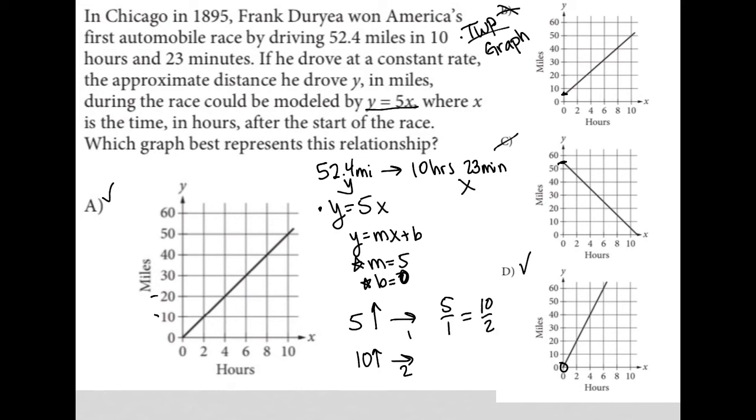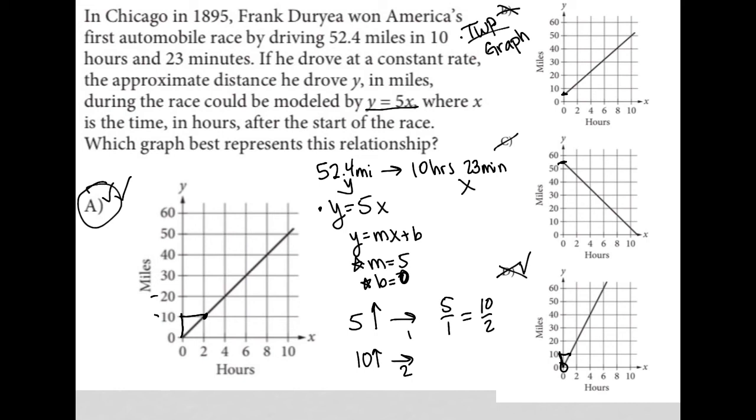So the graph for choice A does go up 10 and over 2, so that looks very good. The graph for choice D goes up 10 and not over 2. That looks like it's over 1, actually. So then D does not pass the slope test, I could call it, and therefore choice A must be the correct answer.